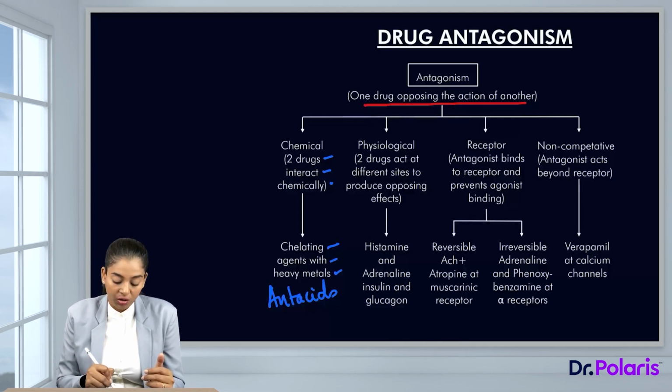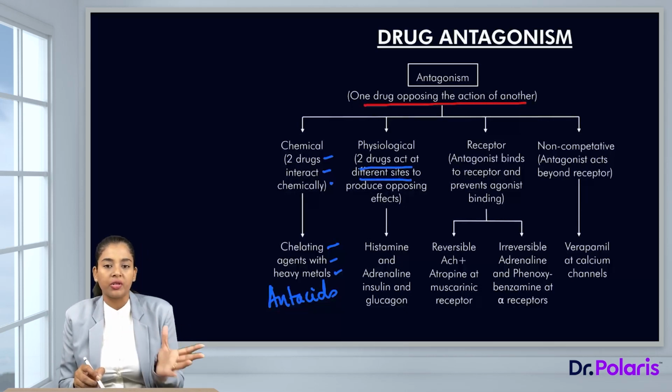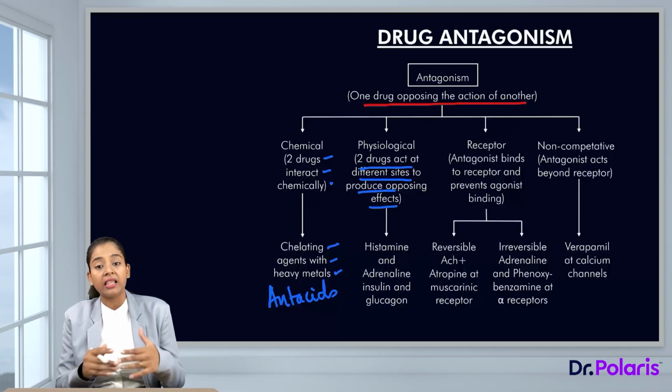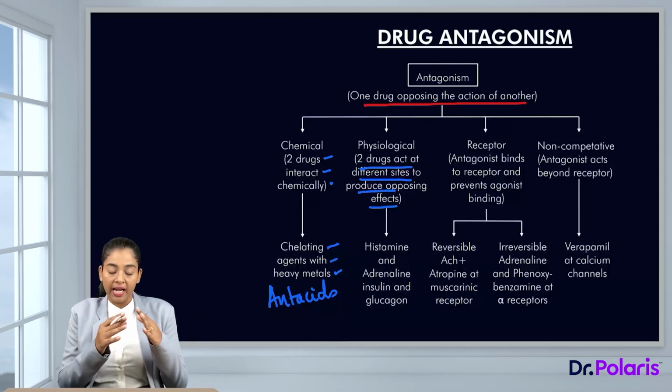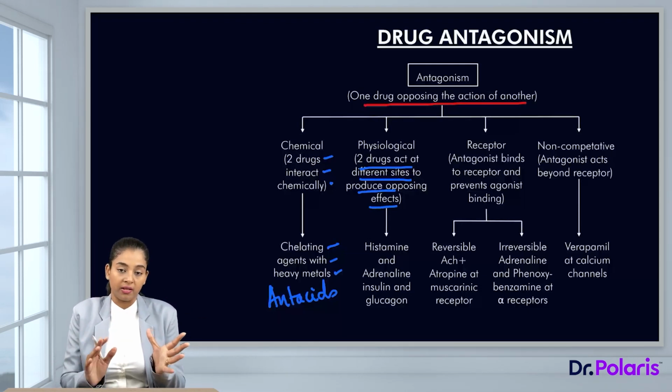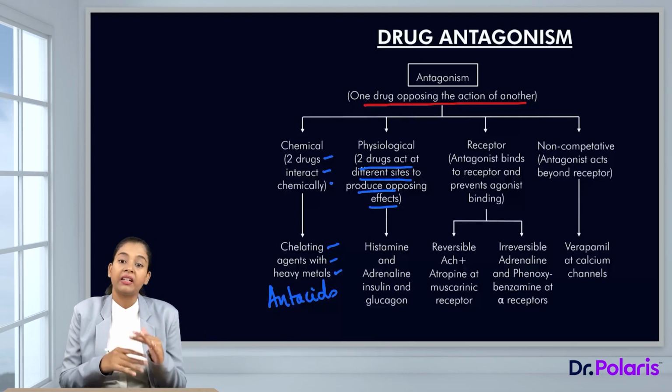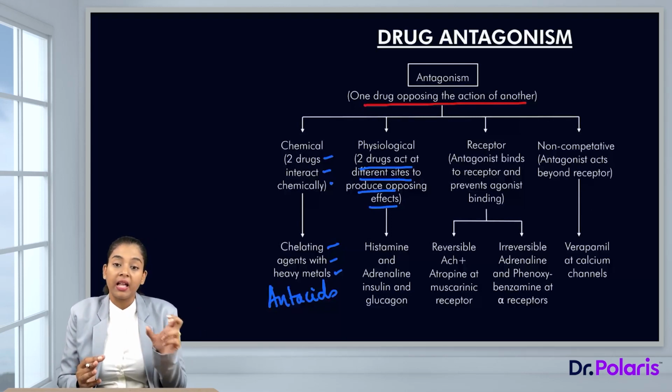Physiological. Two drugs act at different sites. They act at different sites, but the actions are opposite to each other. They act at their respective receptors. They are in no way in connection together. They act at different areas at different receptors, but the end response is opposite to each other.